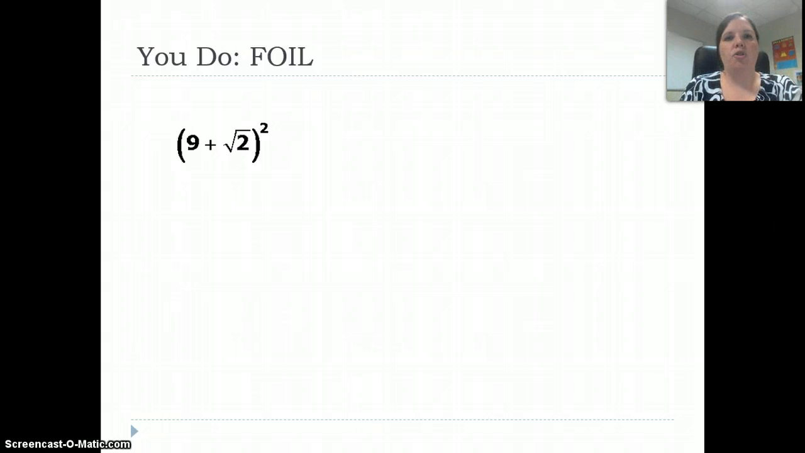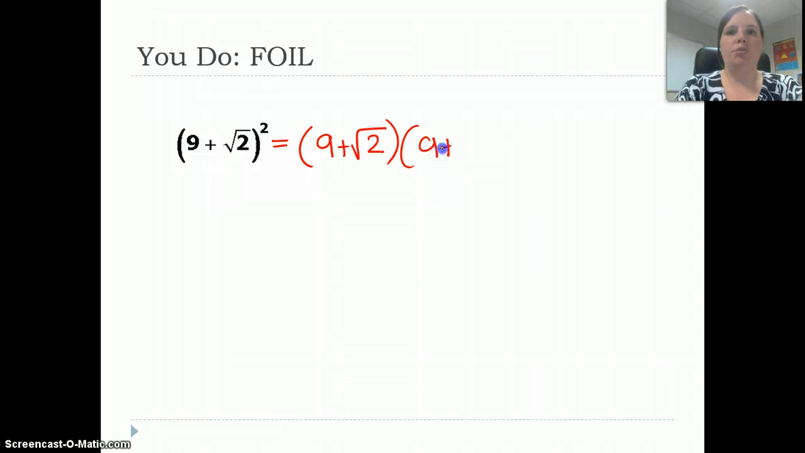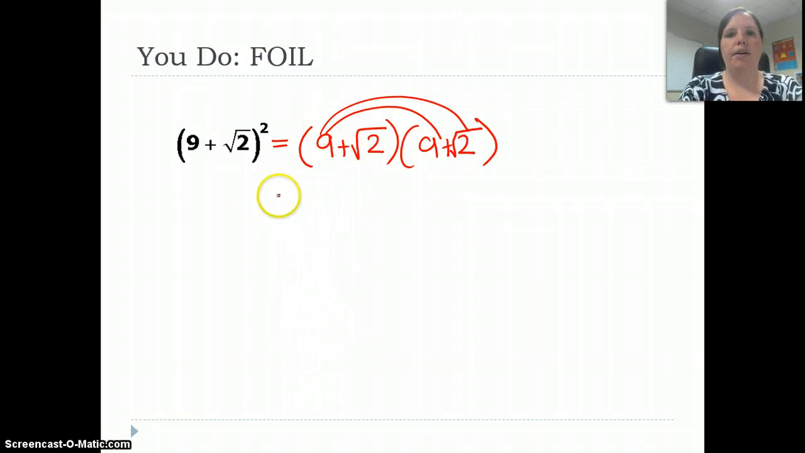If you're careful with the squared here, it's going to matter. So if we write this out, 9 plus root 2 times 9 plus root 2, you've got to remember what the squaring means. This is the only way to multiply this out, is to think of that foiling process or think of the distributing process.